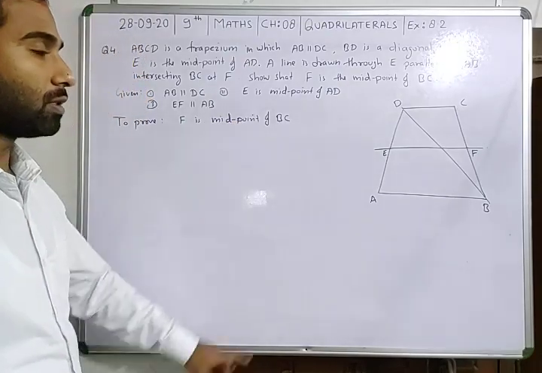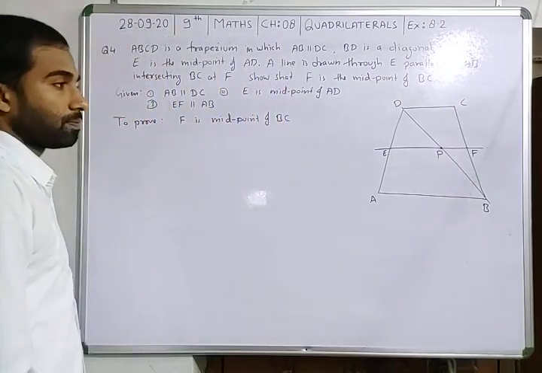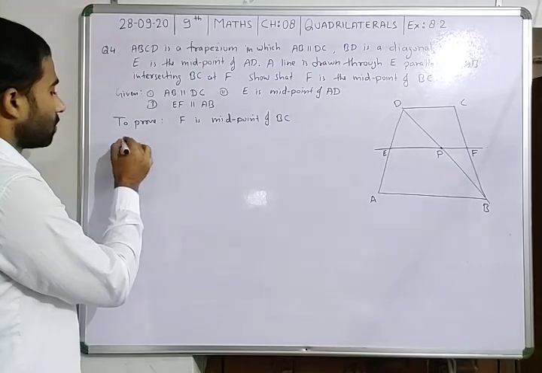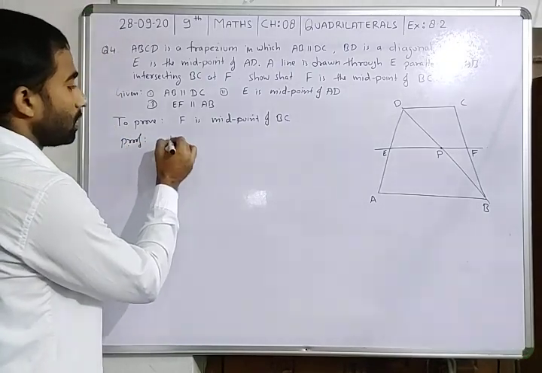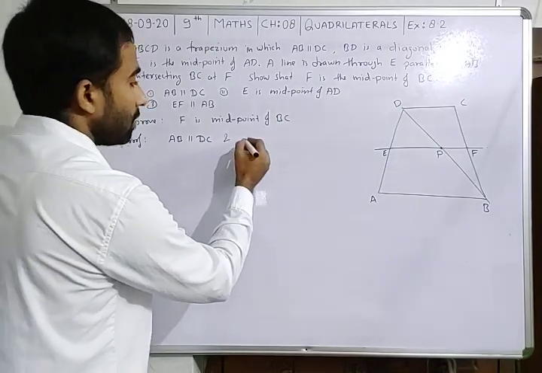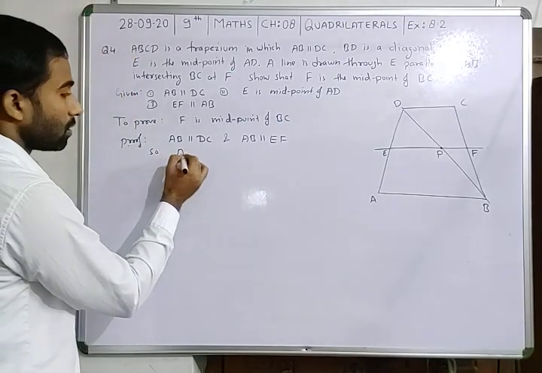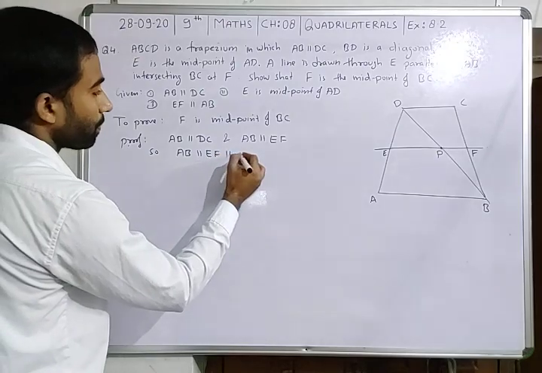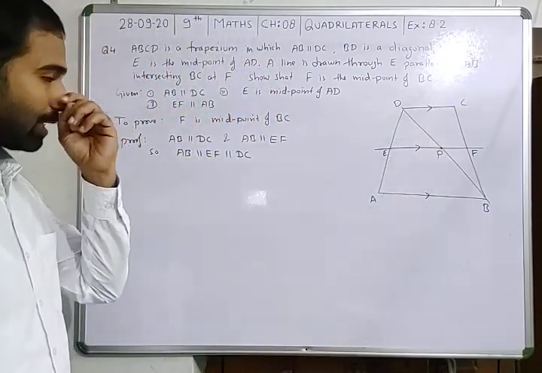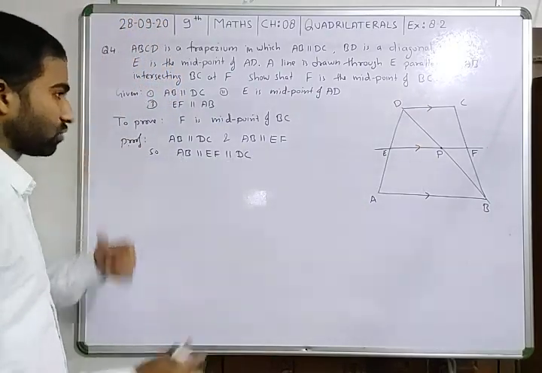So let's see how we can prove it. First of all, we can name the intersection point P. Here you can write AB is parallel to DC and AB is parallel to EF also. So AB is parallel to EF is parallel to DC. So these three lines become parallel to each other. And Euclid says things which are equal to the same thing are equal to one another. Since both were parallel to this one, they are parallel to each other as well. We call this equation 1.